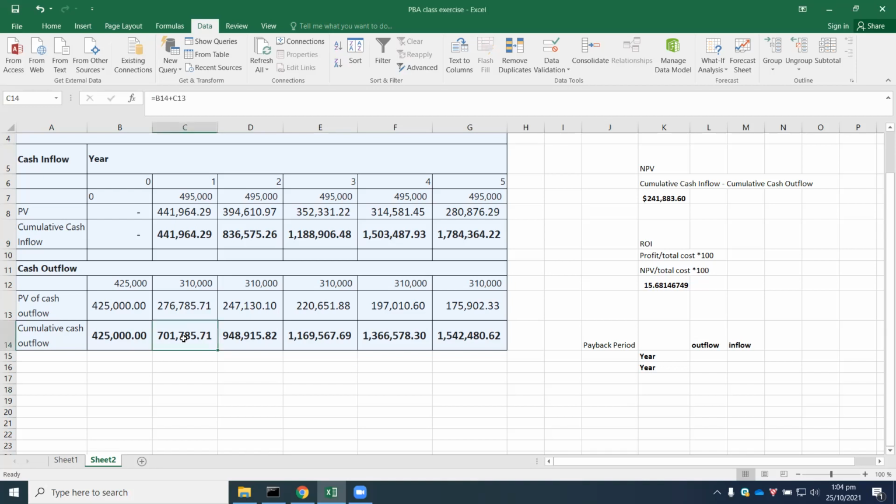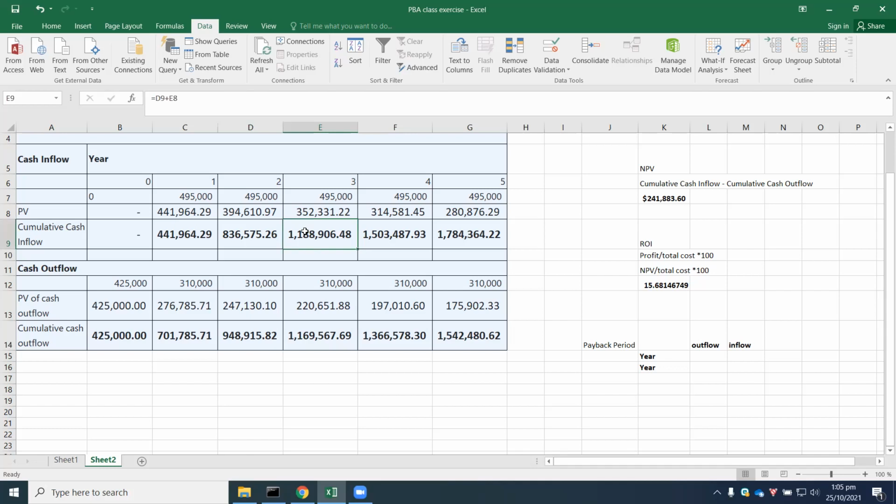For year 1, your total outflow is 701,000 something, and then your inflow is 441. That means there's still a lot of variance. Okay, so if you look at year 2, the cumulative cash inflow is 836. Still, it is not able to meet the value for the outflow. Now have a look at this. For year 3, your inflow is 1,188 and your outflow is 1,169.